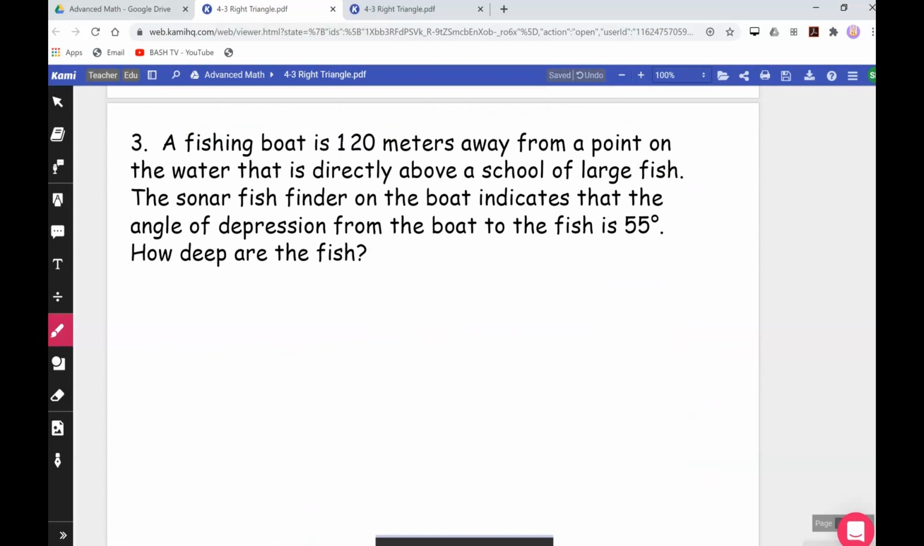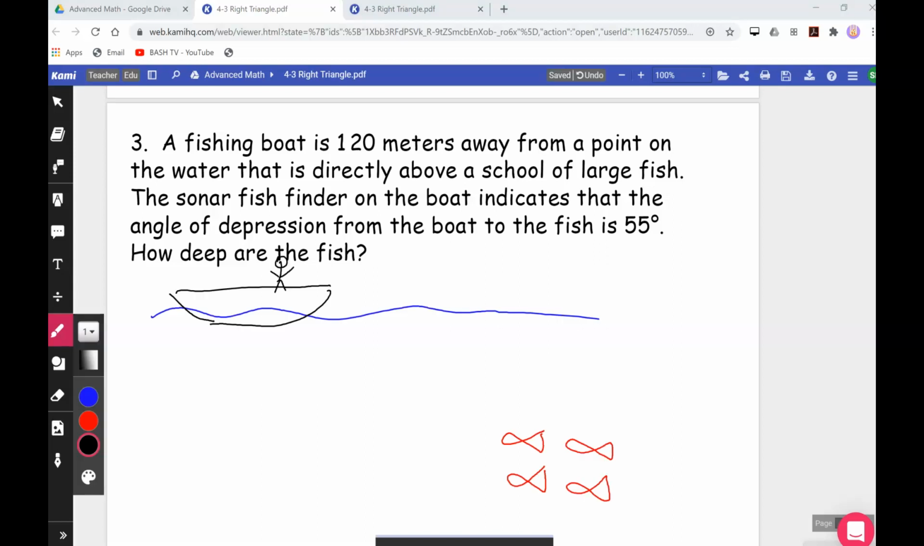All right, you might want to pause the video here a little bit, and I want you to try this one about a fishing boat that's 120 meters from a point on the water that is directly above a school of large fish. The sonar fish finder in the boat indicates the angle of depression from the boat to the fish is 55 degrees. How deep are the fish? So why don't you pause this one and try to answer it.